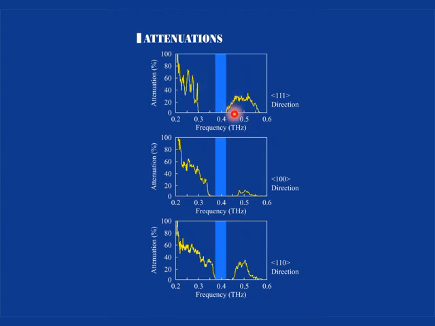This figure shows the obtained transmission attenuation spectrums. You can see the 110, 100, and 110 directions, and we can obtain the photonic band gap in a similar frequency range. This blue band shows the common regions of all crystal directions. For example, a 0.4 terahertz wave is impossible to transmit in any direction. This means the perfect photonic band gap formation.